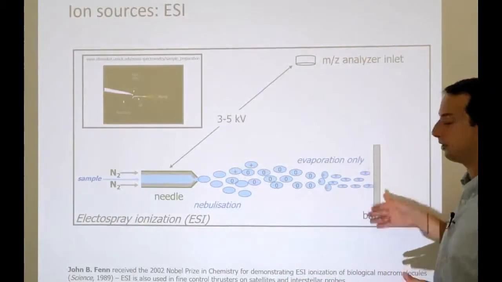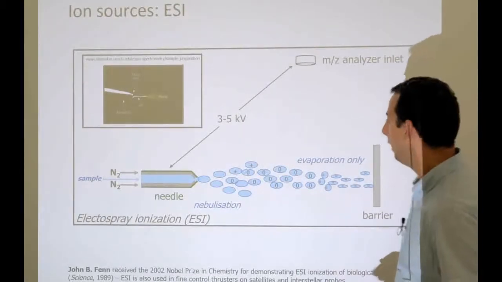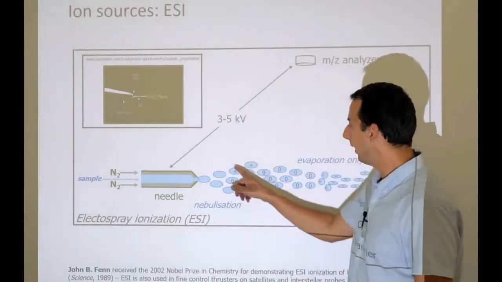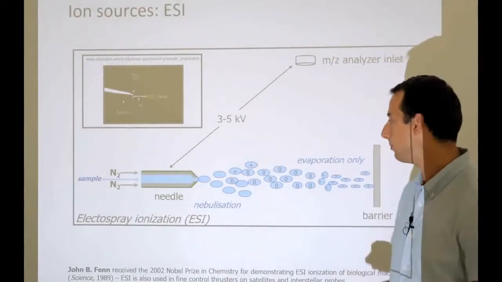The droplets become smaller, but then ultimately they do nothing. They just hit the barrier, and that's the end of their journey. Much more interesting is it to look at the positively charged droplets because they contain sample analytes. And let's see what happens to those.